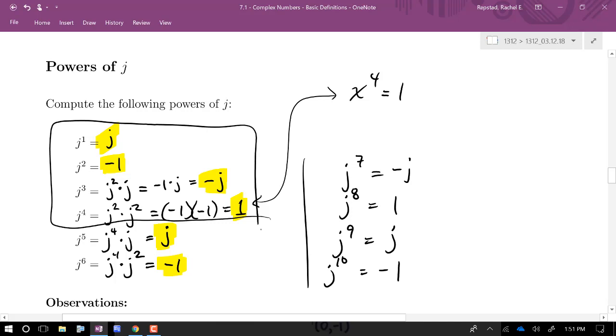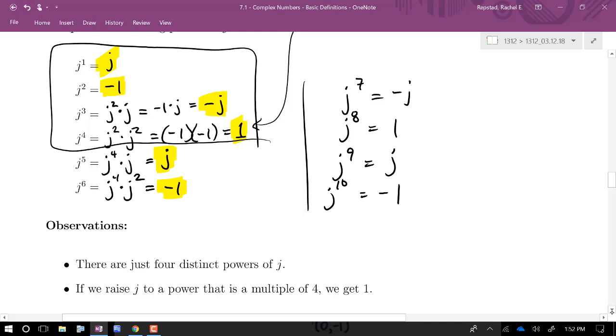Now we have another value where that happens. So this pattern seems to be 4 values long, right? 4 distinct values that we get when we just take j and raise it to different powers. And if we raise j to a power that is a multiple of 4, we get 1. I'm going to put it in the notes here because this is actually important. For example, we just kept the pattern going to find j to the 8th, but if I wanted to find j to the 20th, since that's a multiple of 4, this fact tells me that I should just get 1, but we can convince ourselves of that.